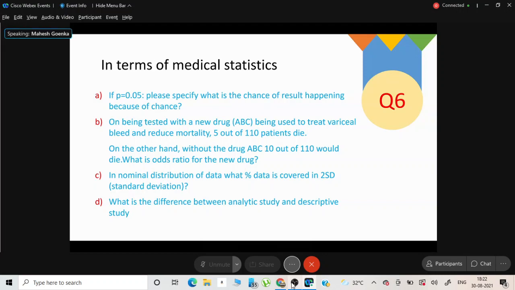In normal distribution of data, what percentage of data is covered in 2 standard deviation? What is the difference between analytic study and descriptive study? Just need to answer in 1 or 2 lines.